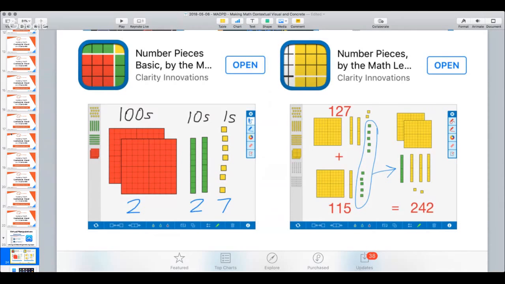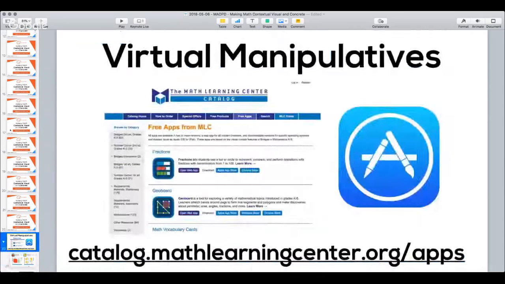So either number pieces basic or just the straight up number pieces. Really the only difference is with number pieces basic, it's a little more user friendly. By default, the manipulatives are larger. So if you're a little younger or students struggling with their finger dexterity on the screen, they might want to choose basic rather than the regular number pieces on the right.